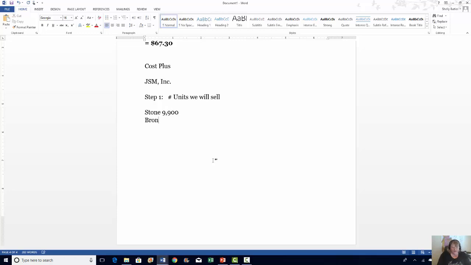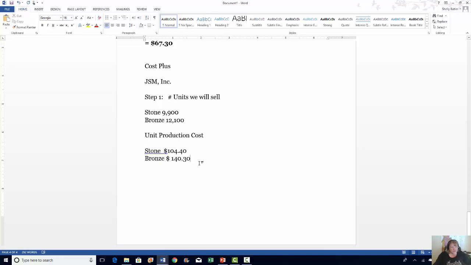Okay. Bronze, 12,100. And the unit production cost. Stone is 104. And this is what I highlighted from the document we did yesterday in session 10. Now you know how I'm working.